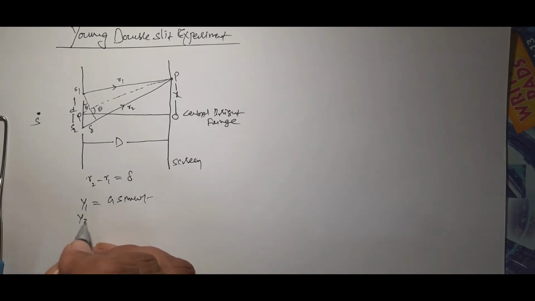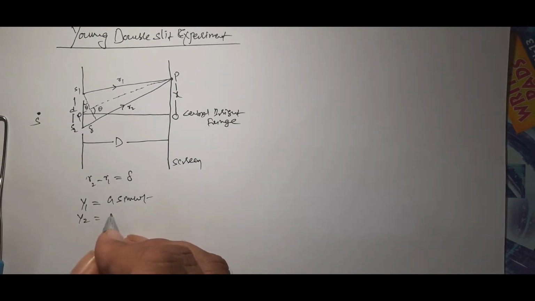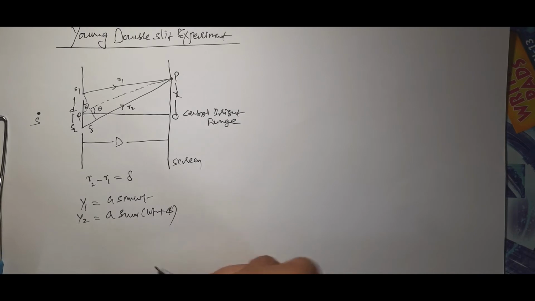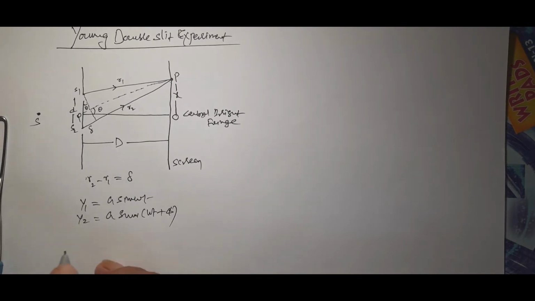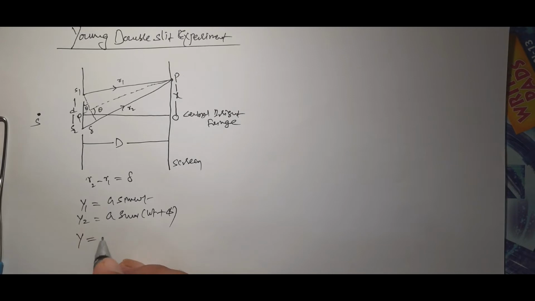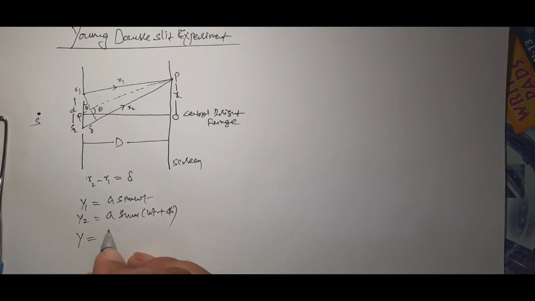Similarly, the displacement of the light wave coming from slit S2 is y2 = a sin(ωt + φ). Here delta is the path difference and the corresponding phase difference is φ. When they superimpose each other, the resultant displacement is y = y1 + y2.